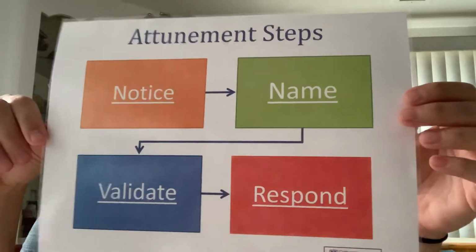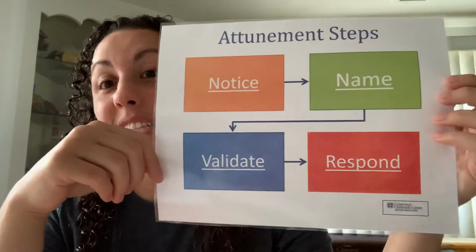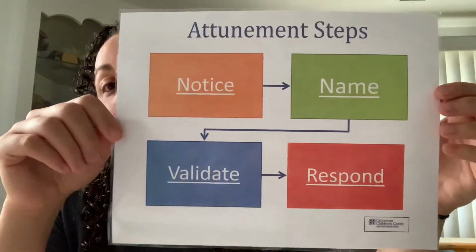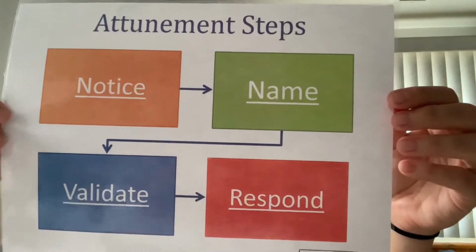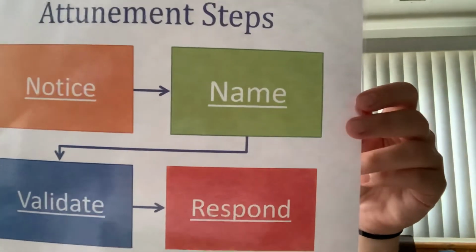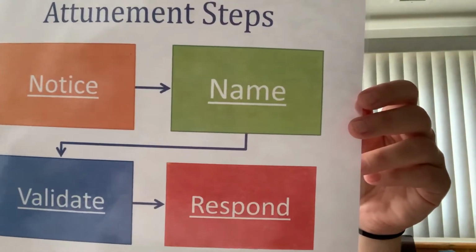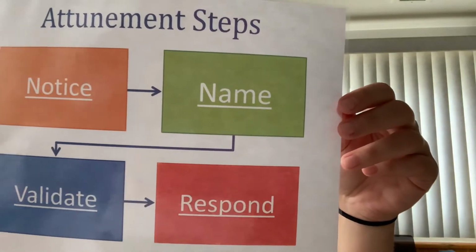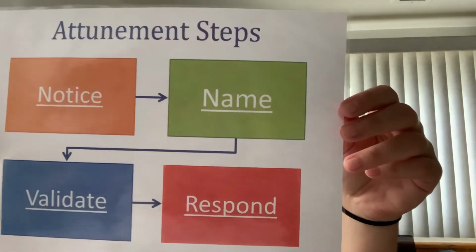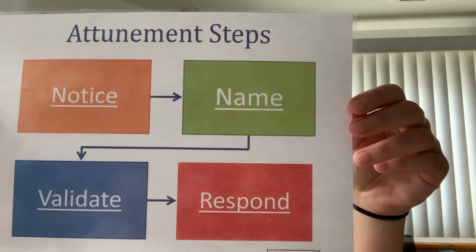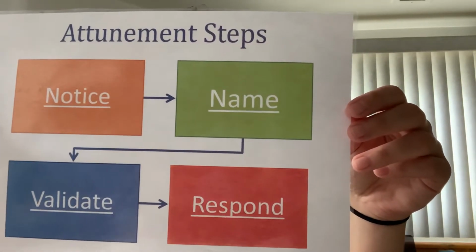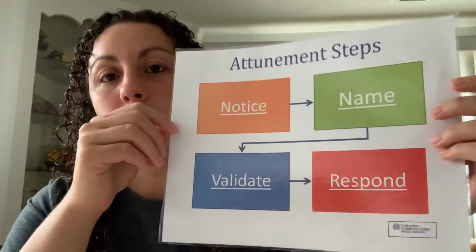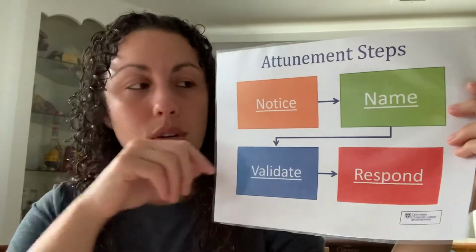And I am going to go through each one of the steps with an example, and hopefully you guys can utilize it and it'll make sense to you. So attunement, the definition of it is the ability to read another person's cues, such as their facial expression, their voice tone, the volume of their voice, their body language, and then you validate the emotion or the need before we respond to the behavior. And I'll talk a little bit more about that as we go along.